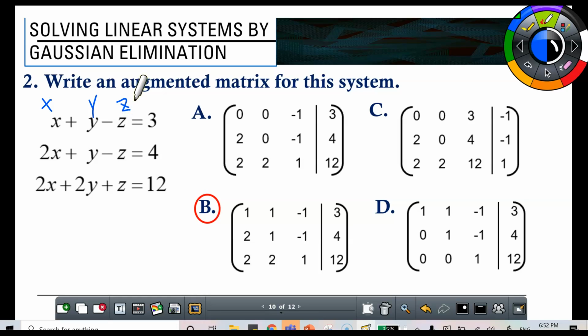Just take out the numbers in front of the variables. Okay? So first equation, 1, 1, negative 1, 3. Second, 2, 1, negative 1, 4. Okay. Last, 2, 2, 1, 12. So B is right. Okay. Just be careful, don't miss any negative signs, and if you don't see a number, it's the imaginary one.